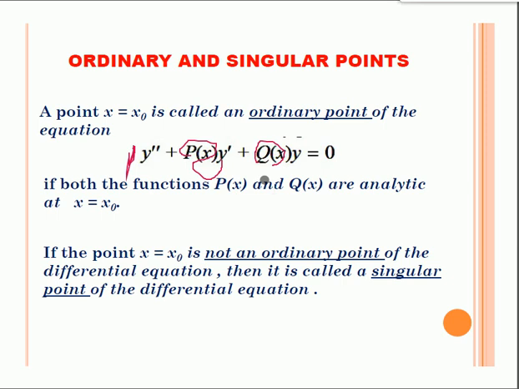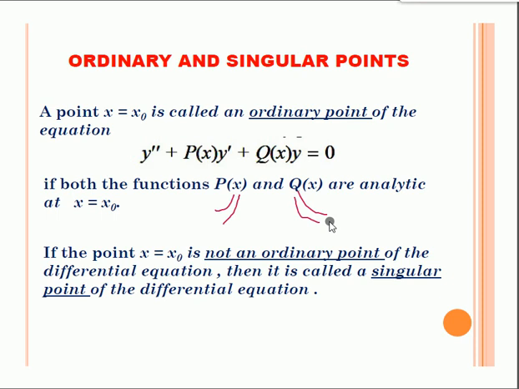So now consider p of x and q of x. Let's say they are analytic at x equal to x naught or not. If analytic, remember both p of x as well as q of x must be analytic. Sometimes p of x will be analytic but q of x is not, or otherwise p of x is not analytic but q of x will be analytic. In that case we say that x equal to x naught is not an ordinary point. So ordinary point means both must be analytic at the given point x equal to x naught.